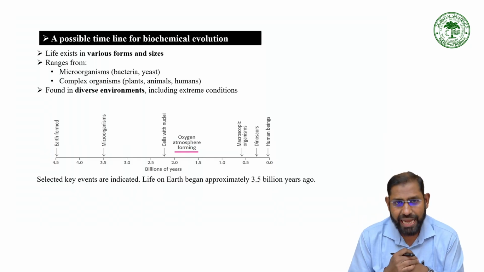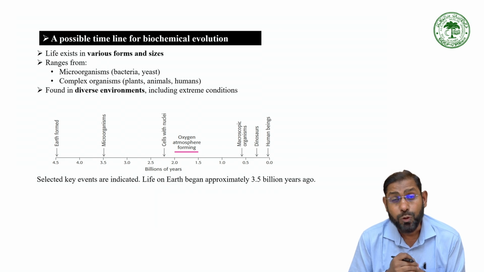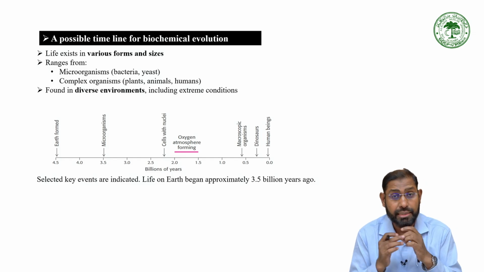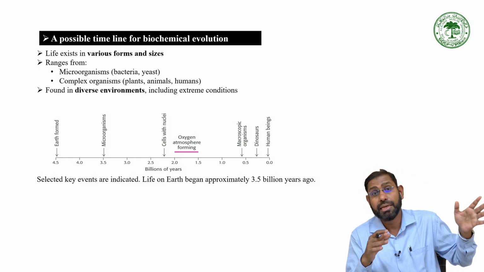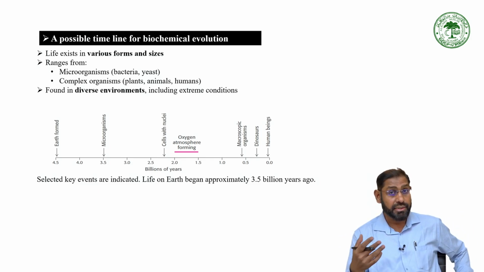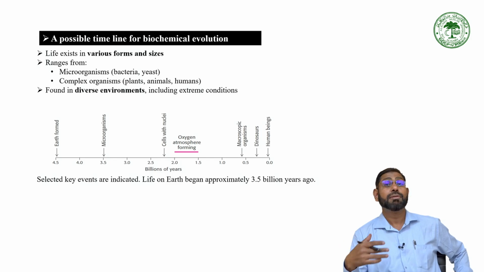Now, a possible timeline for biochemical evolution. Evolution is a very fundamental process and it is a very slow process that takes a lot of time, like millions or billions of years. So what exactly happened? Things had evolved, organisms have evolved.